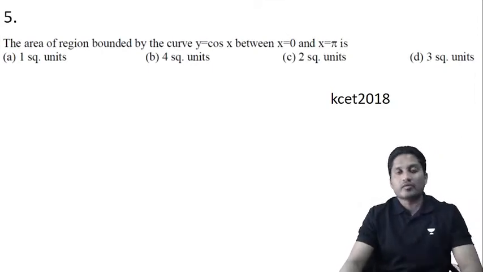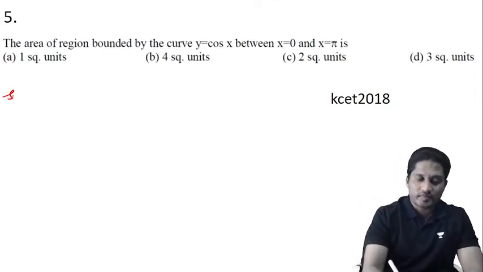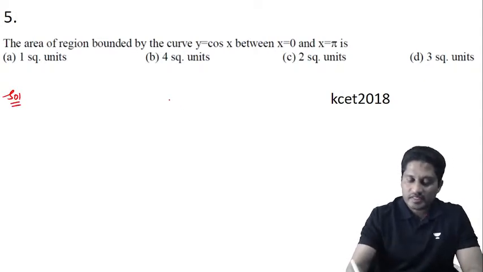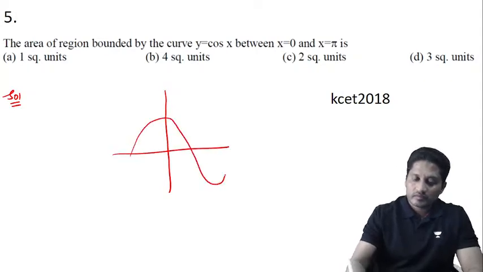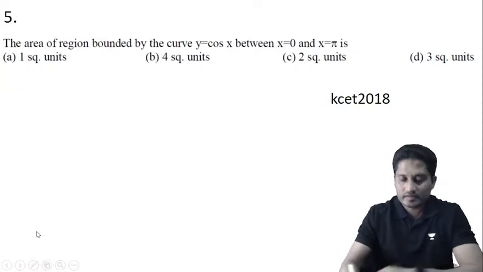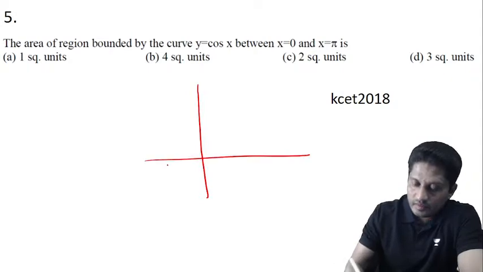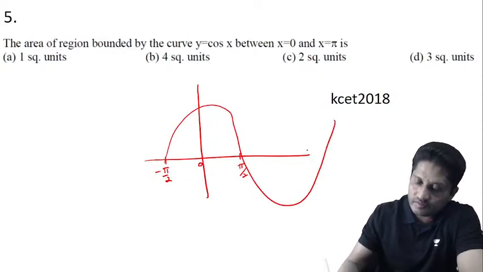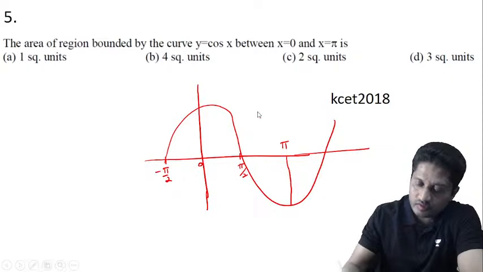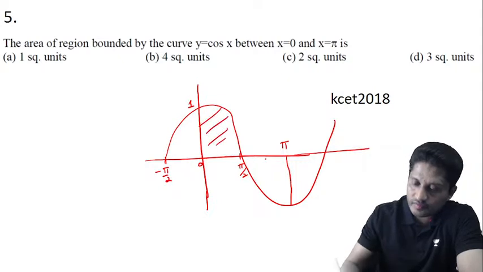Area bounded by y equal to cos x between x is equal to 0 and x is equal to pi. Now if I take the cos x graph, this should be the cos x graph, right? So this is minus pi by 2 and this is plus pi by 2. And then this is 0, and you get the cos x graph, and then you get pi right here. This is pi, cos pi is minus 1, cos 0 is 1, and cos 90 is 0. This area I'm supposed to find out.